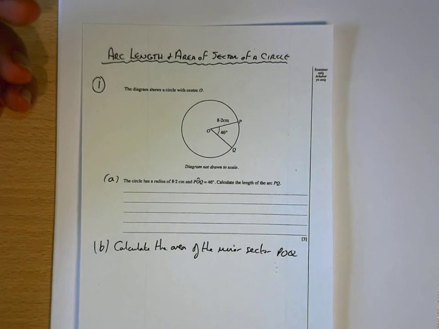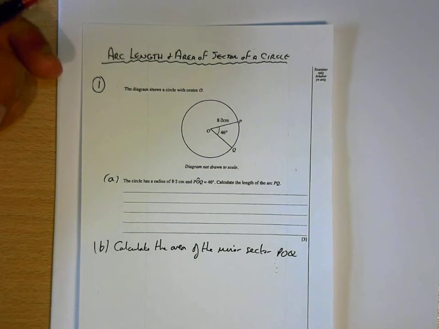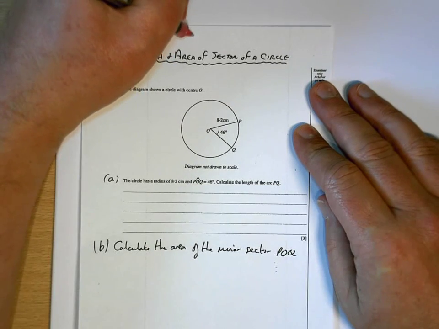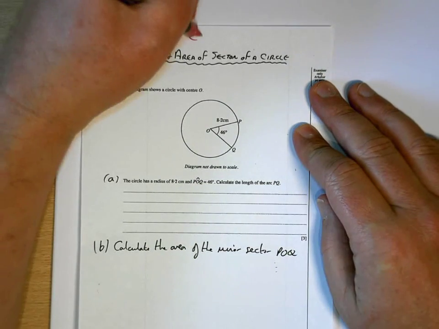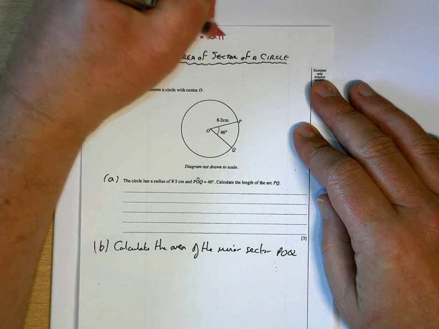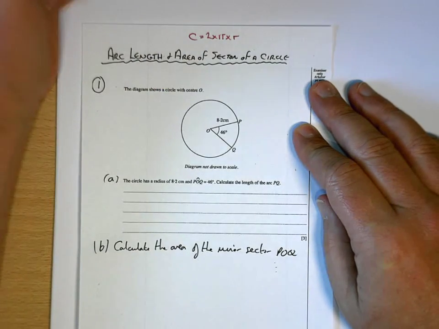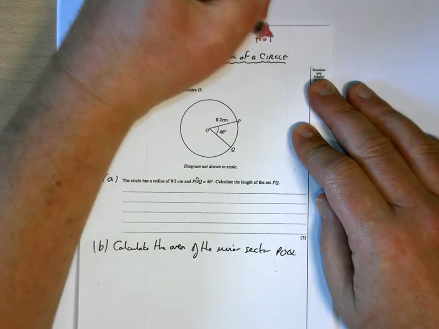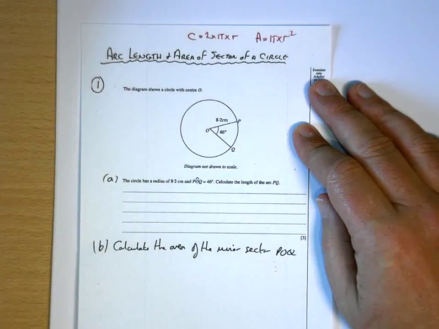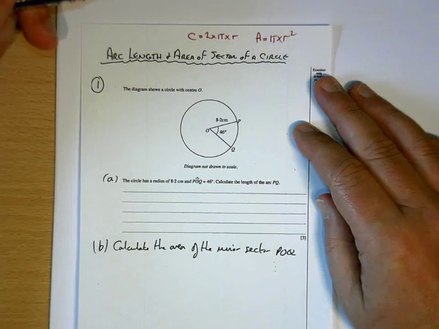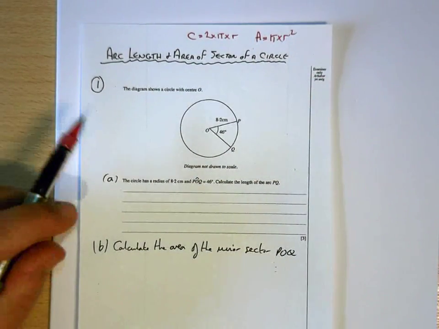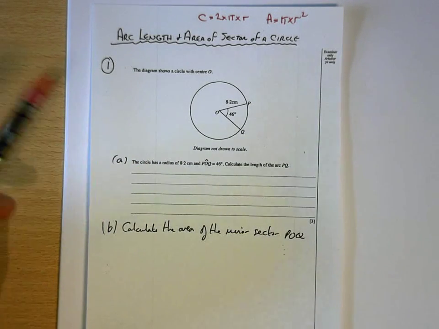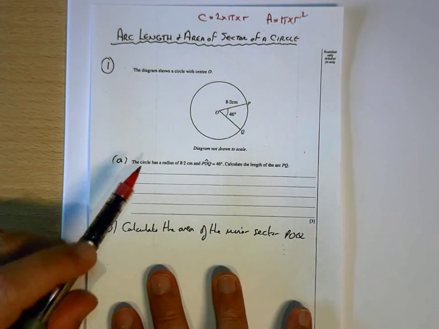It's higher tier. They're going to assume that you know that the formula for the circumference of a circle is 2 times pi times r, and they're going to assume that you know that the formula for the area of a circle is pi times r squared. You've got to know those. Right, and so long as you know those, then it's fairly straightforward to access these questions.